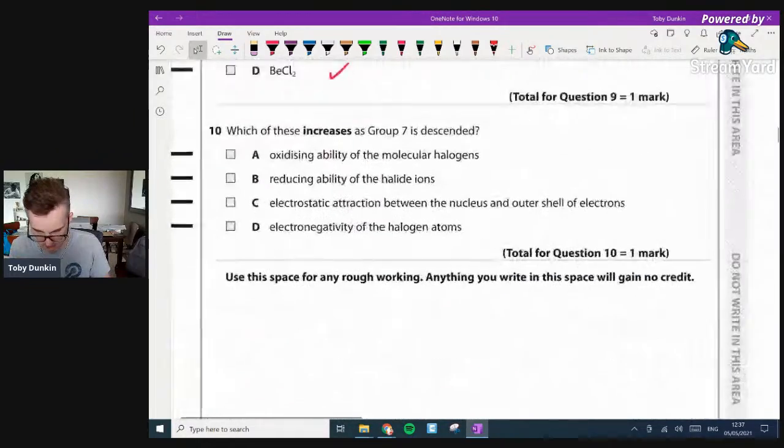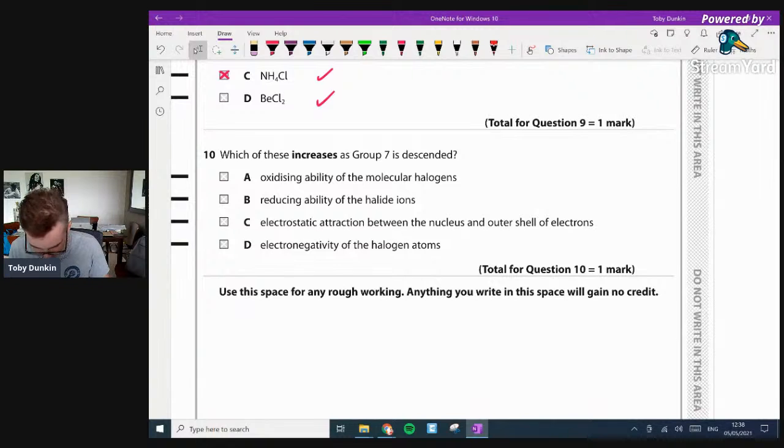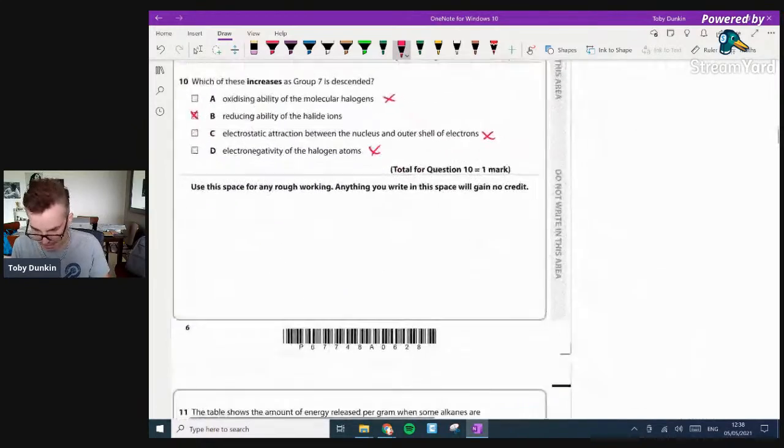I move on. Which of these increases down group 7? Oxidizing ability of the halogens? The most powerful oxidizing agent in the world is fluorine, so it is not that, because it decreases down the group. Reducing ability of the halides? The most powerful reducing agent is iodide, so that one is the answer. Electrostatic attractions between the nucleus and the outer shell increase? No, it's getting further apart. Electronegativity increases down the group? No, fluorine is the most electronegative. It's definitely B. Moving on.